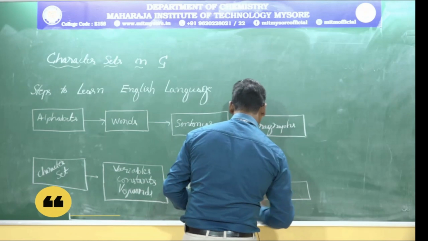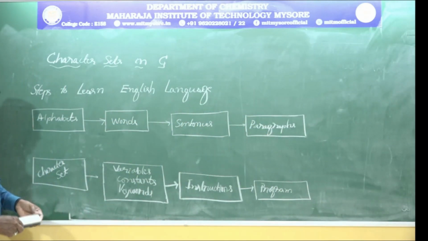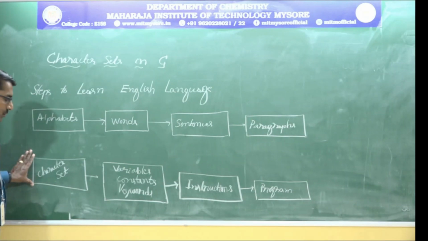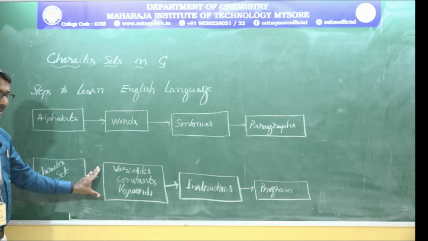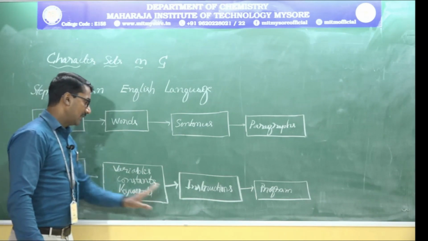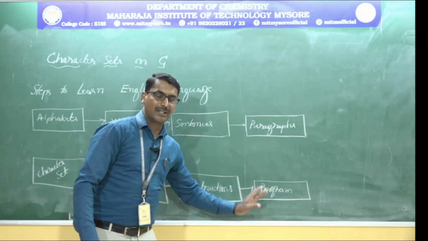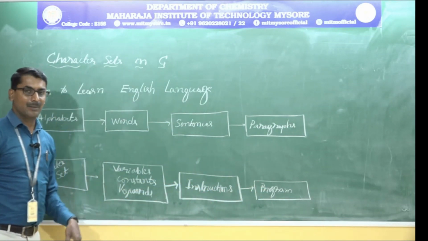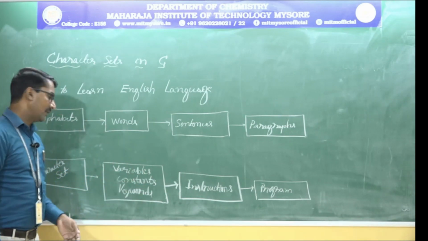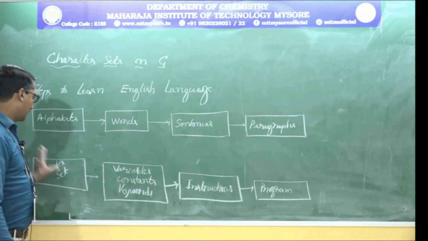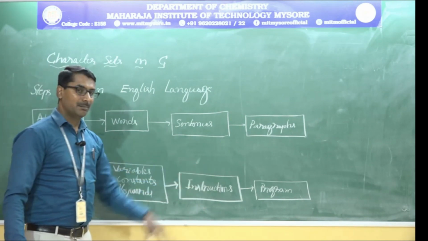Last is the program. So in order to learn the C programming language, first we need to know the character set, followed by variables, constants and keywords, then instructions, and finally the program. Without the character set we cannot write a program, meaning we cannot define variables, constants and keywords. So first we need to know the character set, followed by variables, instructions and program.